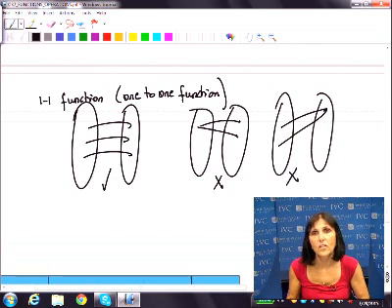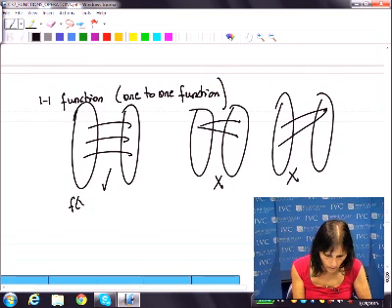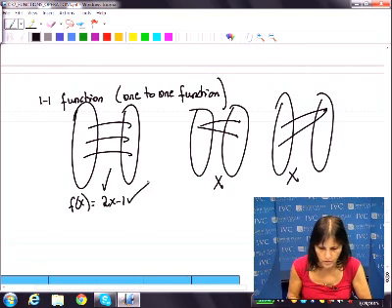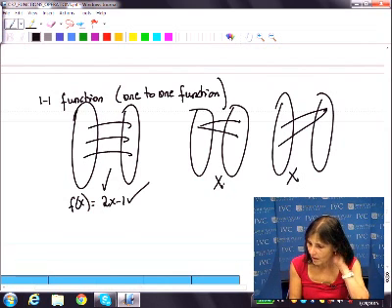This one is not either. One thing has to go to one thing, one-to-one function. So you can look at the Venn diagrams. Is this a one-to-one function? Of course not. One thing goes to two things. That's not good, all right?